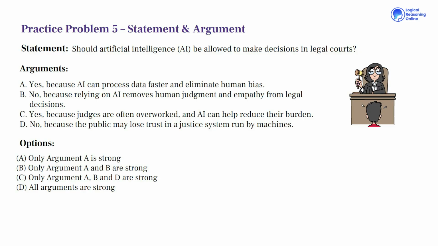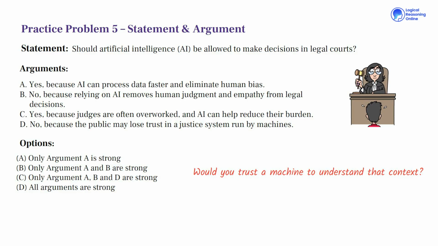Argument B. No, because relying on AI removes human judgment and empathy from legal decisions. Now, that's an important objection. Imagine a sentencing case involving a poor man who stole food for his starving children. Will you trust a machine to understand that context? This argument raises moral and emotional concerns, but it's not just emotional, it's philosophically grounded.